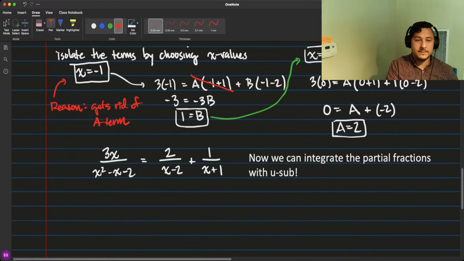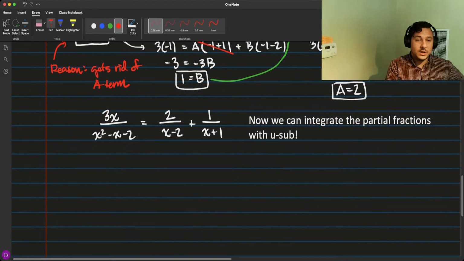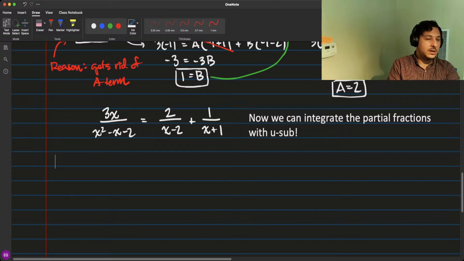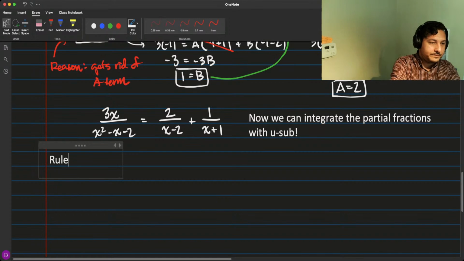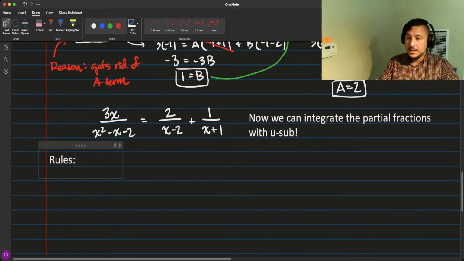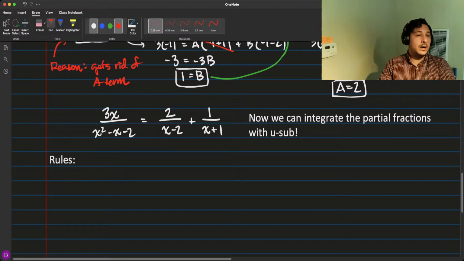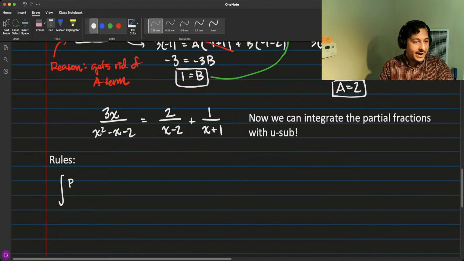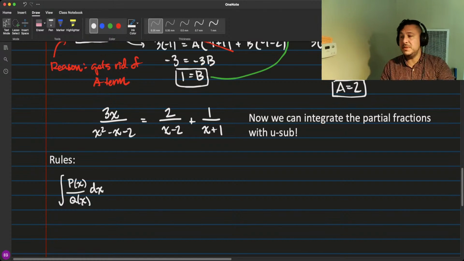Cool. Okay, so there's some rules for how to do partial fraction decomposition. Let's talk about it. You're always going to be starting off integrating a fraction. So you're going to have p of x over q of x dx. So does it make sense? P is always going to refer to the numerator. Q is going to refer to the denominator.